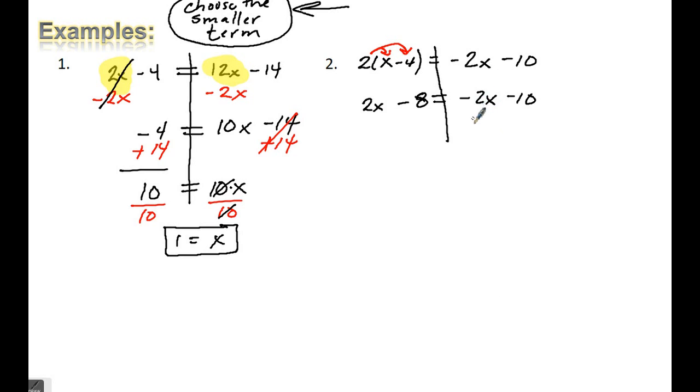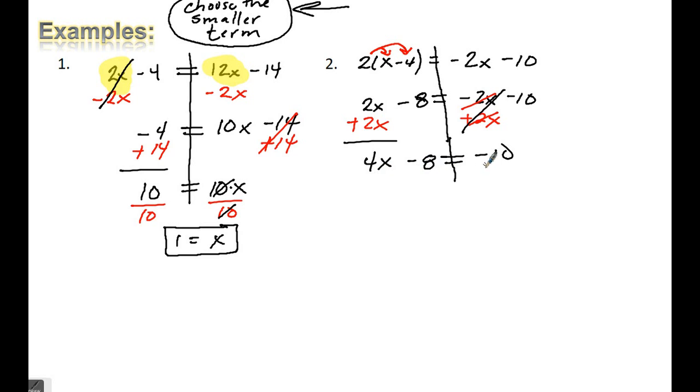Well, the smaller one is going to be the negative 2x. So I'm going to go ahead and subtract 2x. I'm sorry, add 2x, because this is the smallest one. So I'm going to go ahead and add 2x on both sides. Cancel out the smaller value, and I have 2x plus 2x. Well, 2x plus 2x is going to give us 4x minus 8, and then that's going to equal negative 10. And of course these cancel.